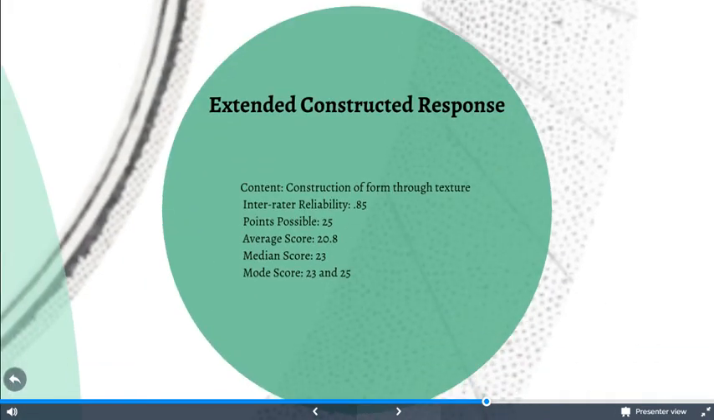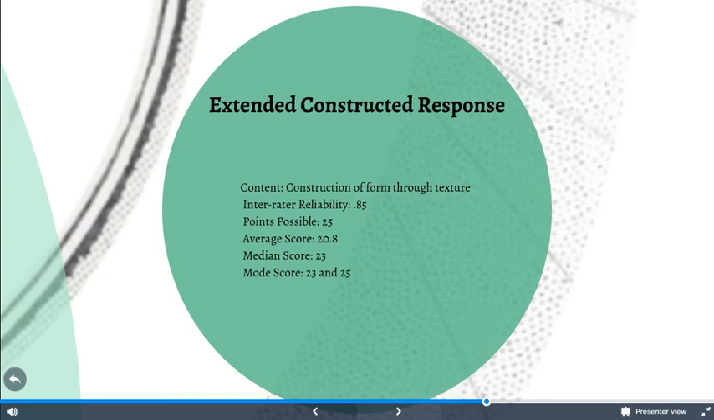And then finally, our extended constructed response, we asked students to, again, compose a hypothetical composition and through their use of the texture of this composition, demonstrate a given form. So our inter-rater reliability for this one was 0.85. We again used a rubric to assess this, and it was out of a possible 25 points.